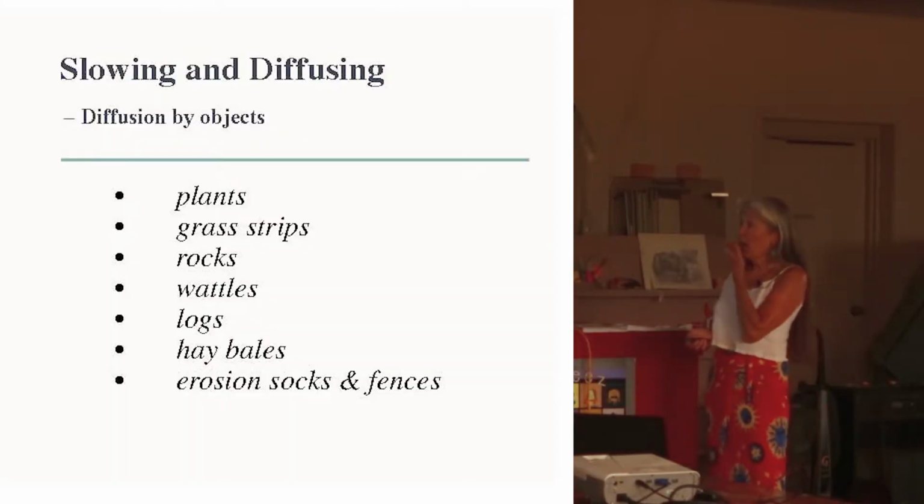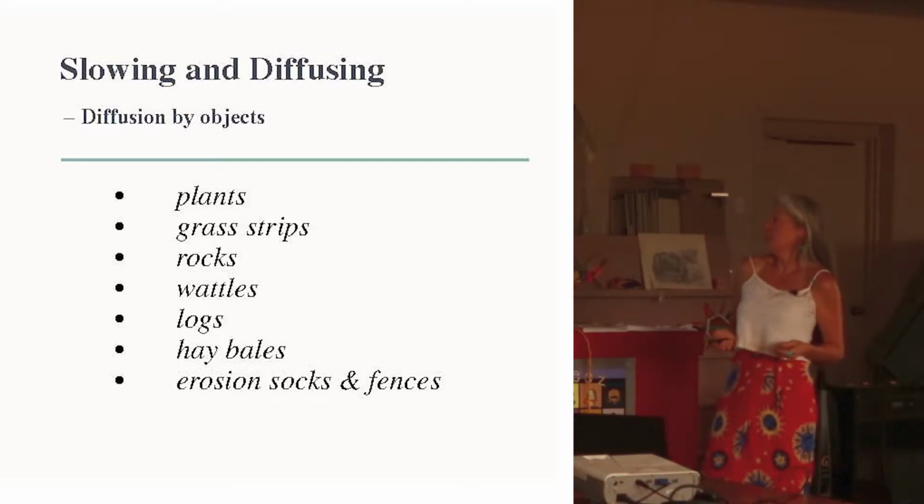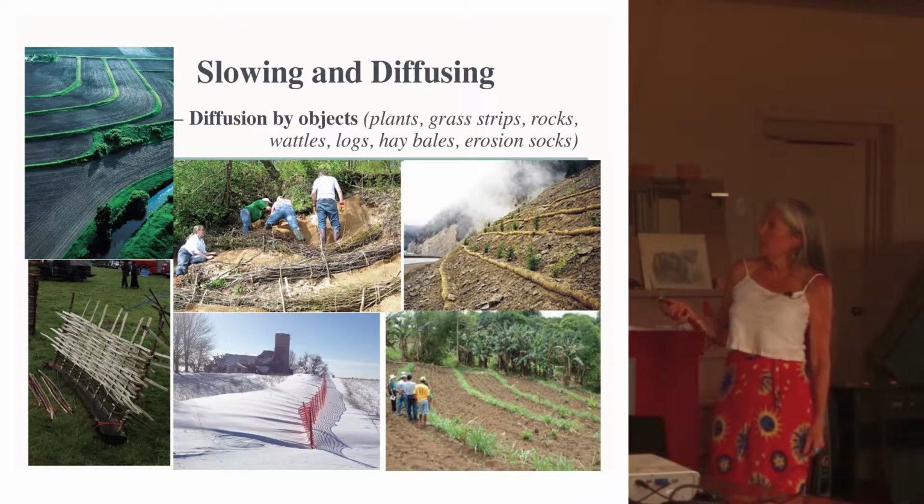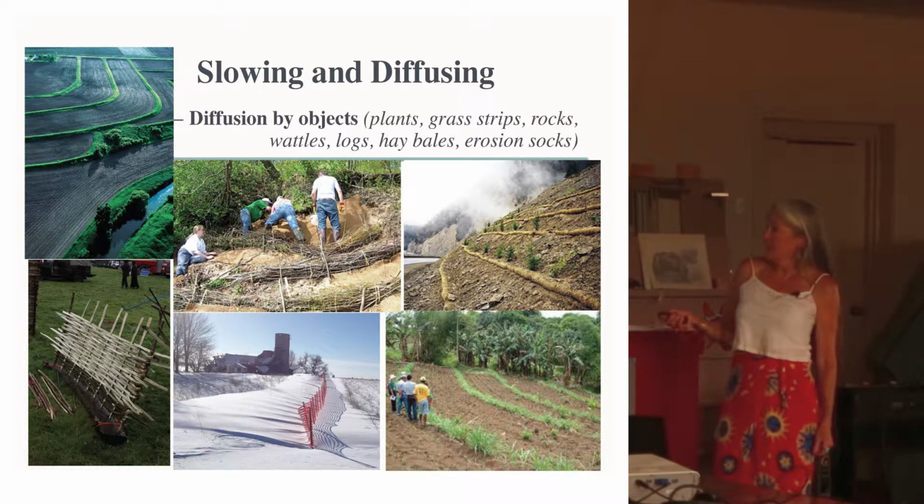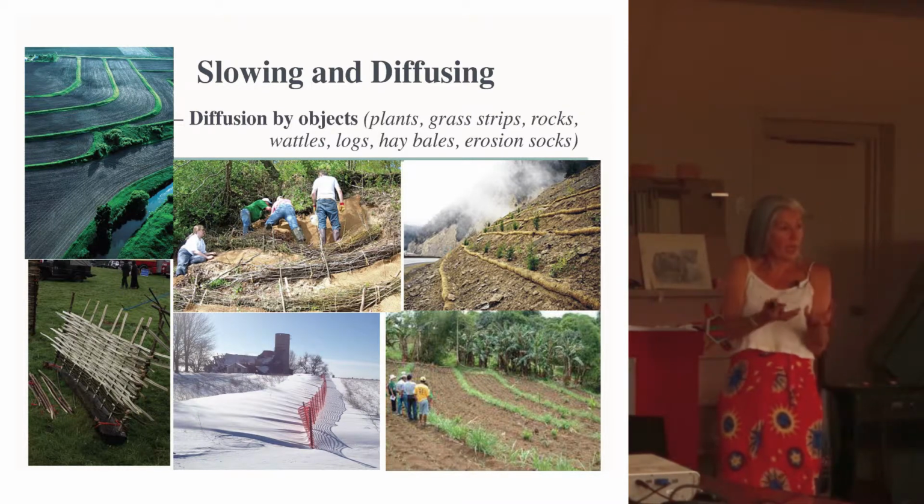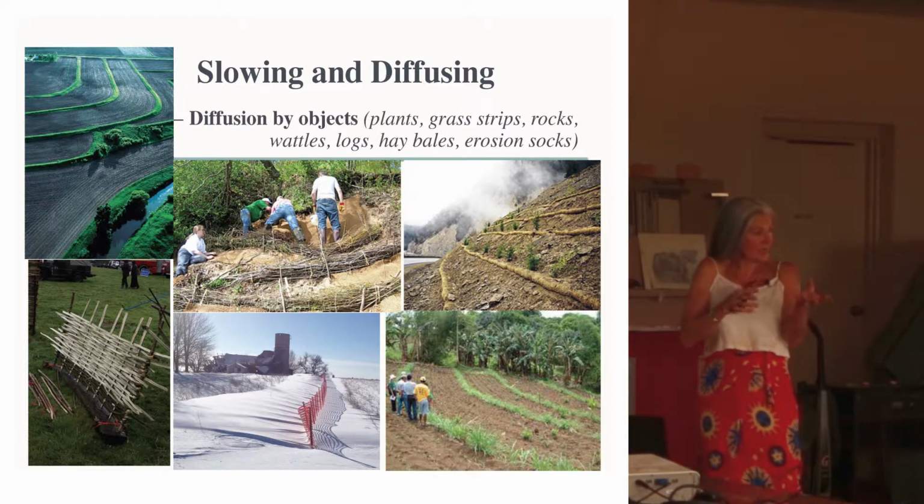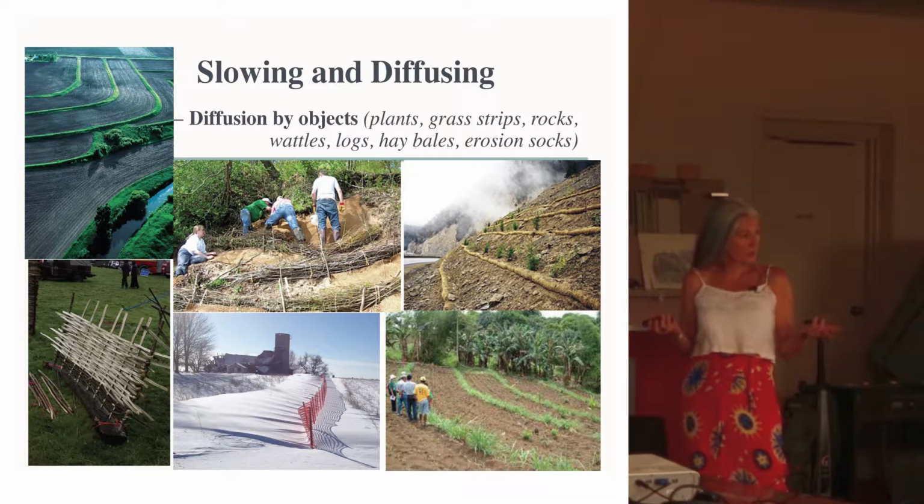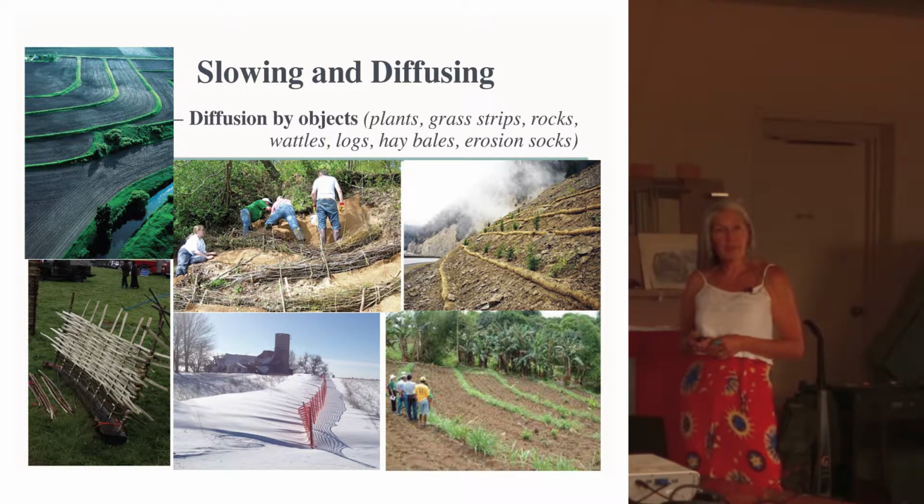Slowing and diffusing by objects. I went through this list earlier. I won't go through it again. But here's some examples. Planting strips, grass strips, fencing, wattles, more wattles. This is straw actually stuffed into a net tube. You'll see erosion socks that look like that used in highway or road construction sites to prevent the sediment generated from construction going into a local stream.